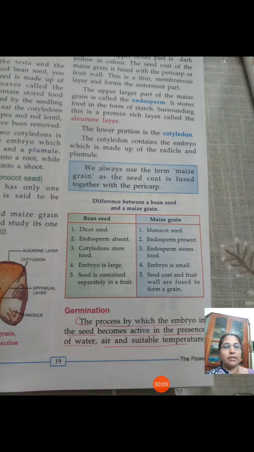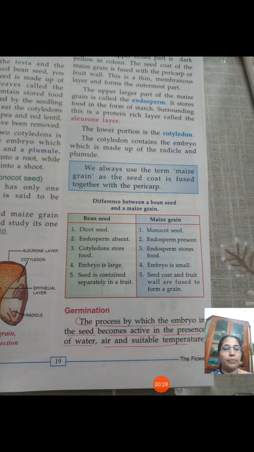Dear students, in our last class we learned about different kinds of seeds, that is monocotyledonous seeds and dicotyledonous seeds. As examples, we learned about the bean seed and the maize grain. Today in this class we have to learn about germination.